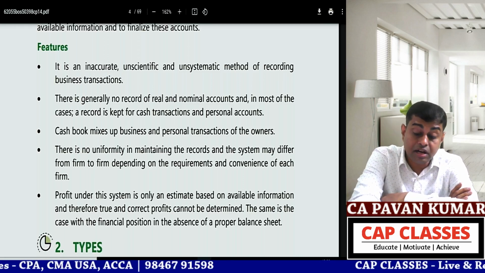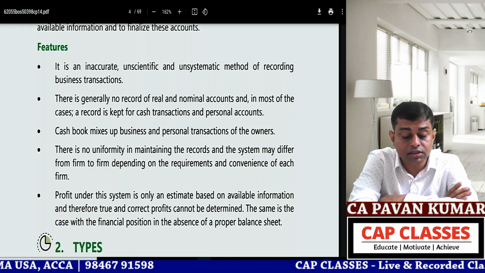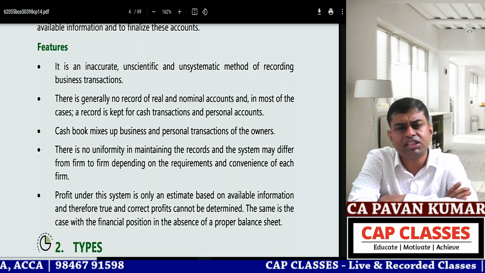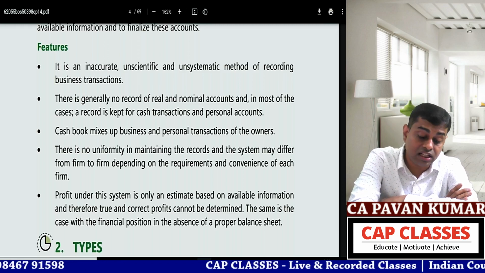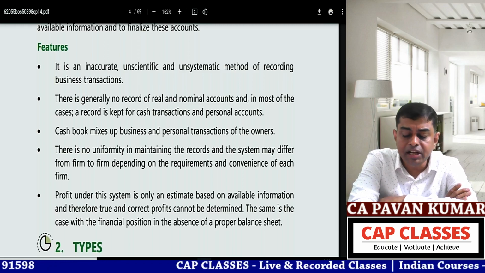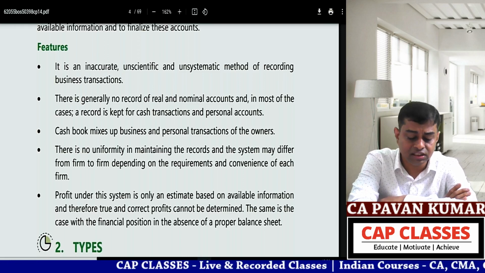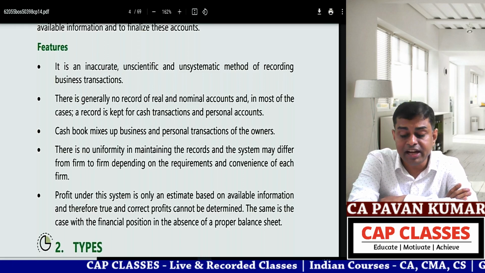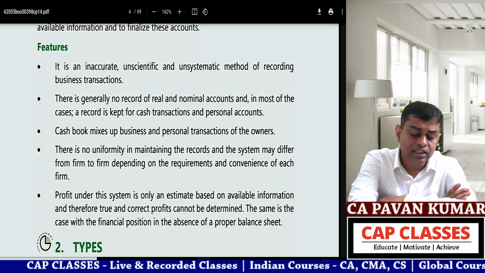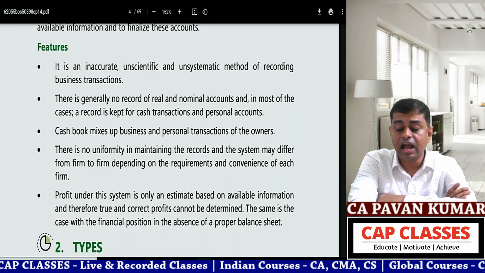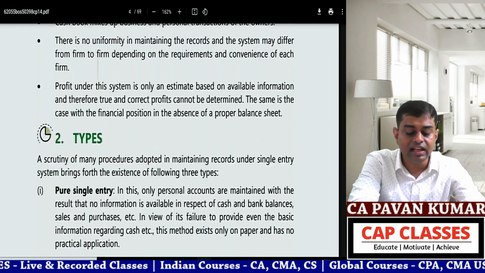So it will be inaccurate, unscientific, unsystematic. Then no record of real and nominal accounts. In most cases, record is kept for cash transactions and personal accounts only. The cash book mixes up business transactions and personal transactions of the owners. There is no uniformity in maintaining records, and the system may differ from firm to firm depending on requirements and convenience. Profit under the system is only an estimate based on available information, and therefore true and correct profits cannot be determined. The same is the case with the financial position in the absence of a proper balance sheet. That means you will prepare the balance sheet and P&L, but you cannot say that they are completely accurate.